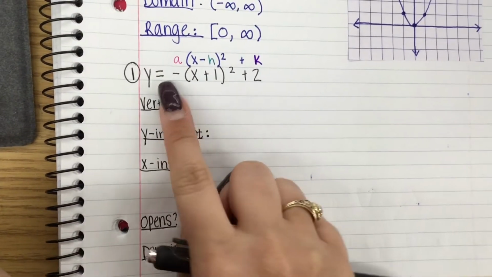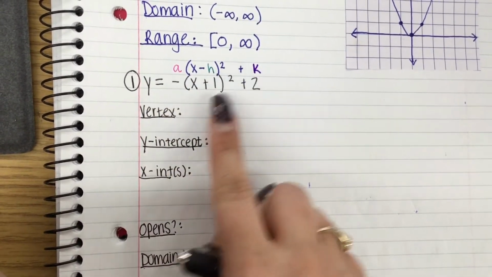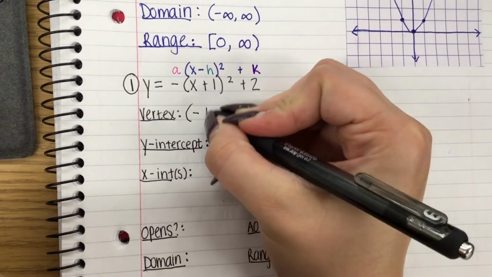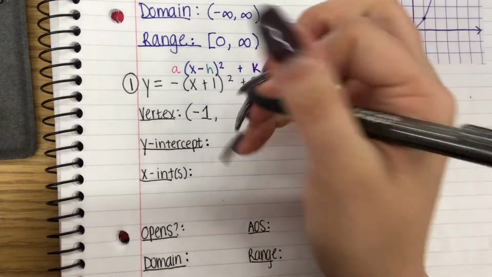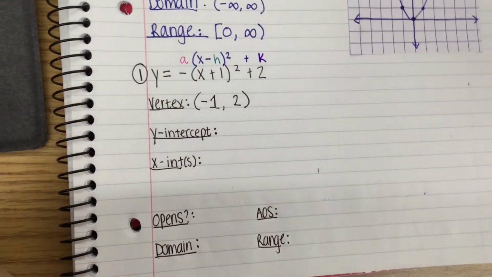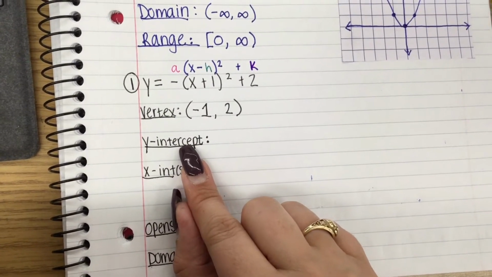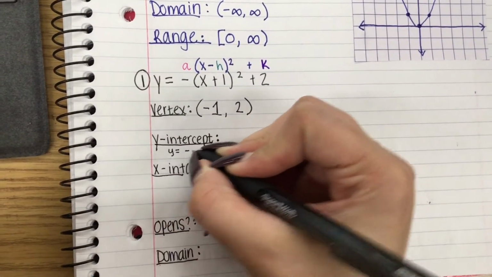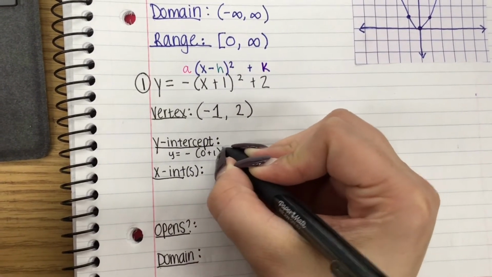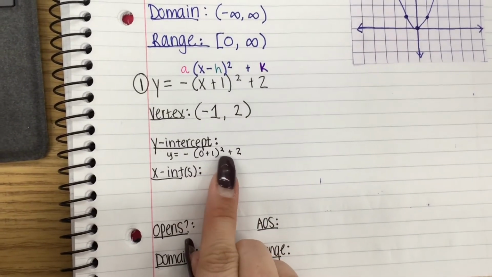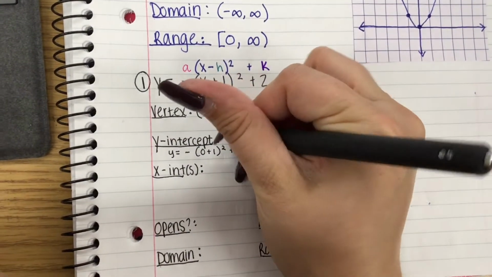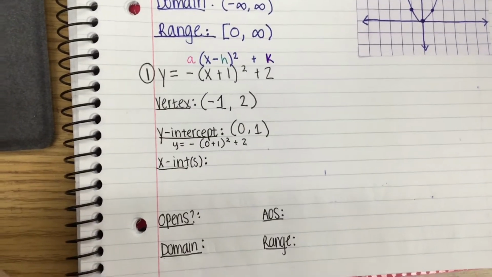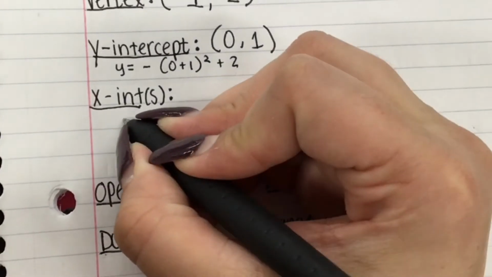Here we have an example in vertex form. It's in that form a times x minus h squared plus k. We can take the opposite of h and exactly k to find the vertex. So the opposite of +1 is -1, exactly the same as 2, which is just 2. To find the y-intercept, you're going to plug in 0 for x and do the math involved there. So it's going to be different every time depending on what equation you have. Here I'm simplifying using PEMDAS, parentheses, then exponents, then multiplying by that negative, and then adding 2, which gives me the point 0, 1 for my y-intercept.